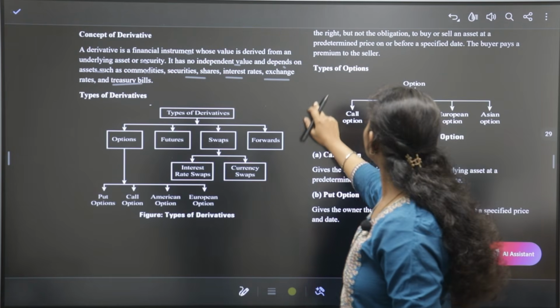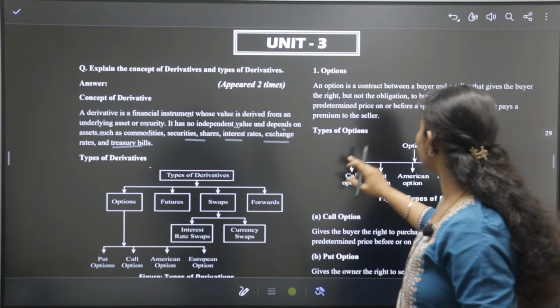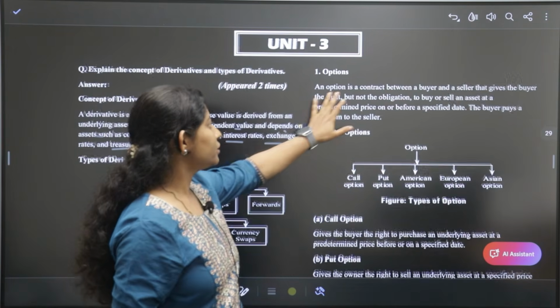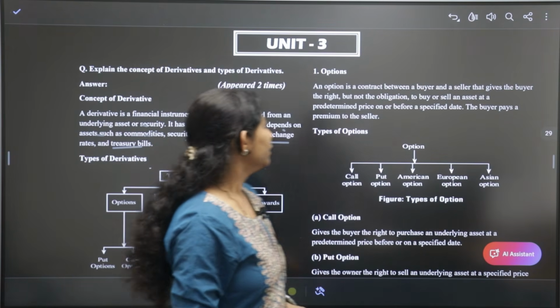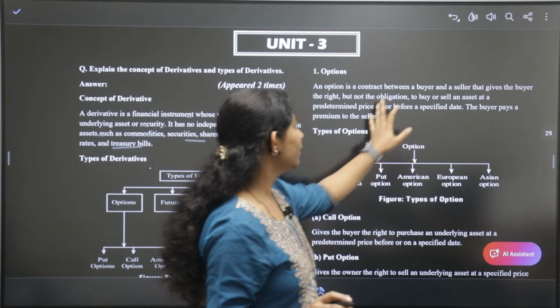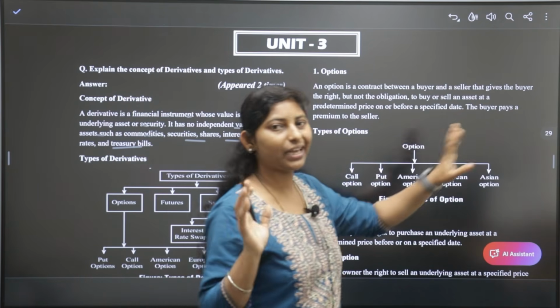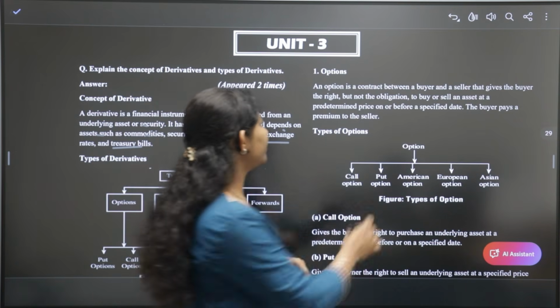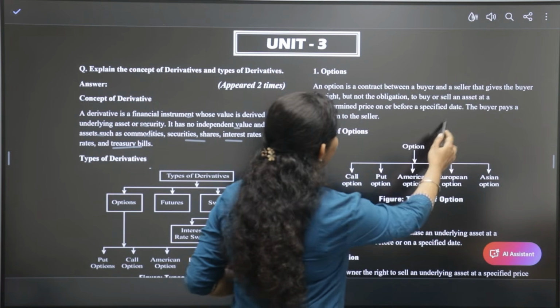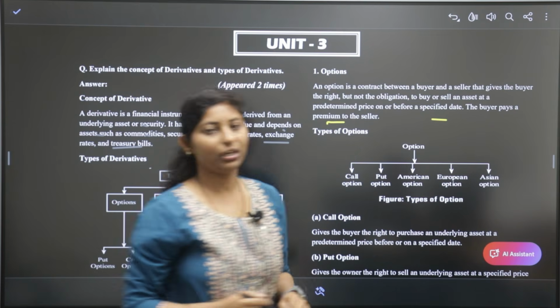So here we discuss the first, which is options. Option is a very important term. To understand, an option is a contract between a buyer and a seller that gives the buyer the right but not the obligation to buy or sell the asset at a predetermined price on or before a specified date. The buyer pays a premium to the seller.